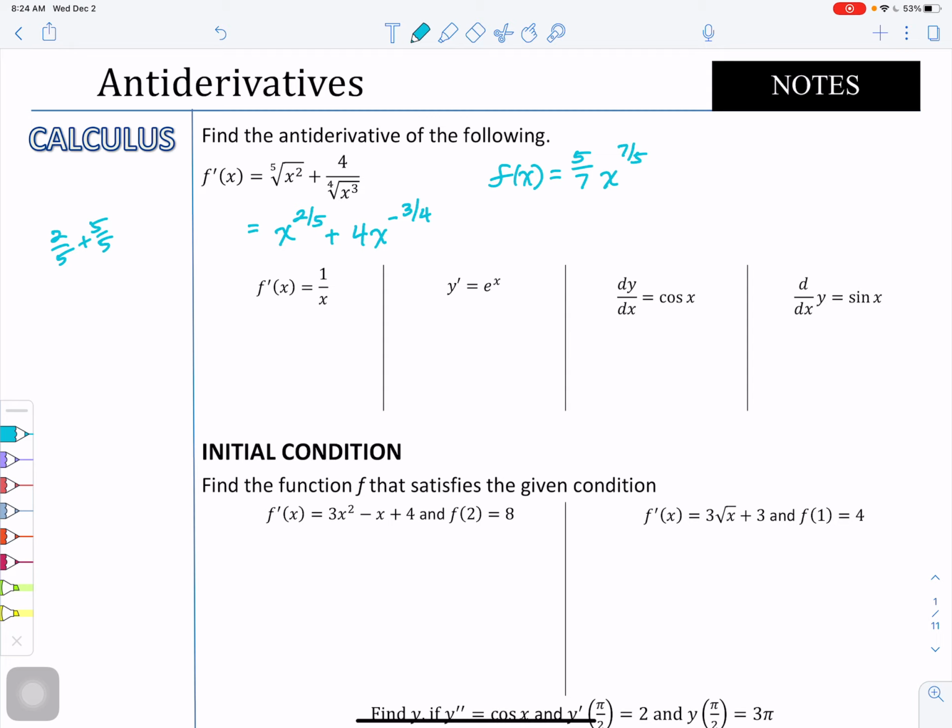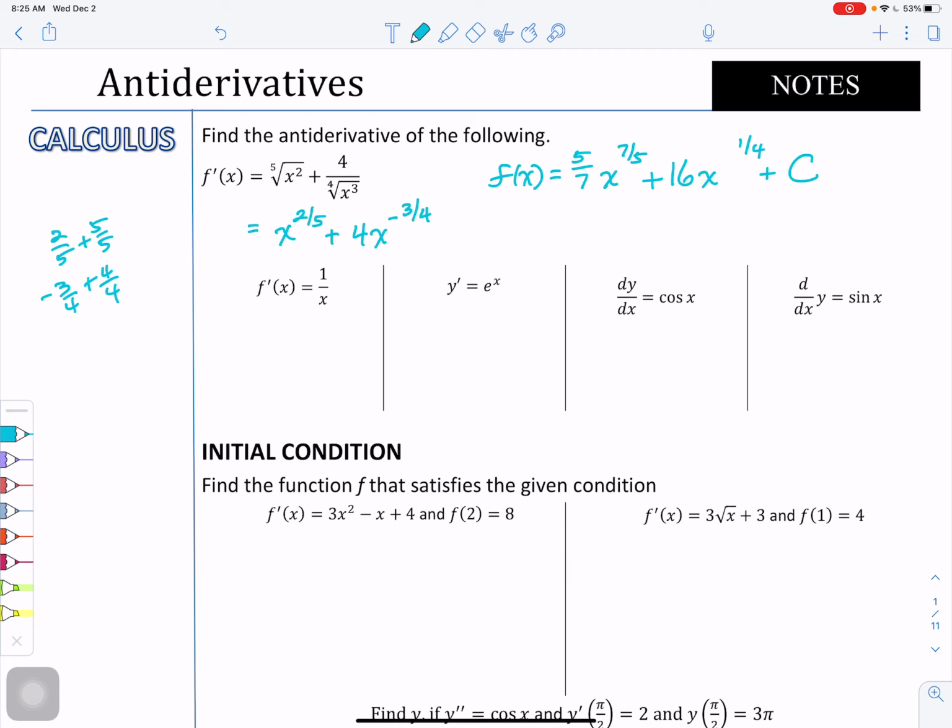Now I'm going to leave a little space and also not write an operator. I'm going to add 1 to negative 3/4, which would be 1/4. And I'm going to divide by 1/4. So 4 divided by 1/4 is 4 times 4, which is 16. And then, of course, I have to add my constant of integration.